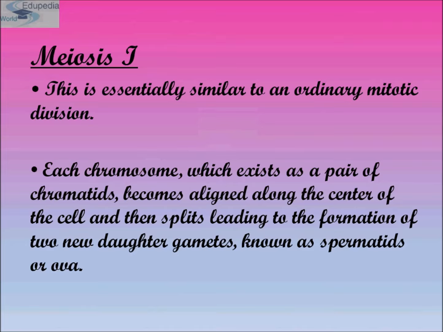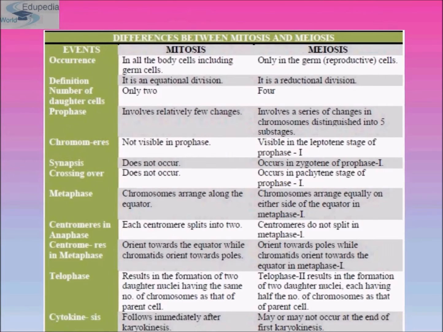And now meiosis second, which is essentially similar to the ordinary mitotic division. Each chromosome, which exists as a pair of chromatids, becomes aligned along the center of the cell and then splits, leading to the formation of two daughter gametes known as spermatids and ova. These are the differences between mitosis and meiosis.